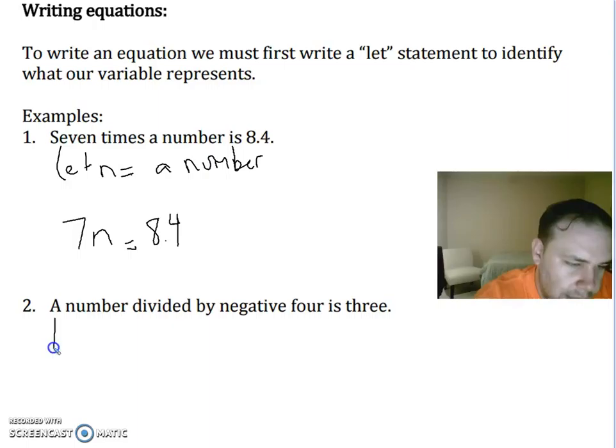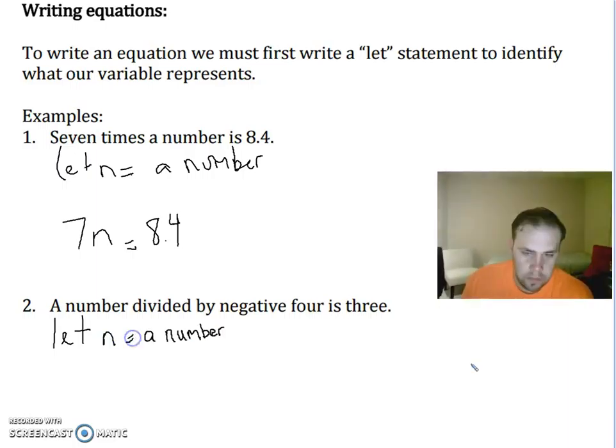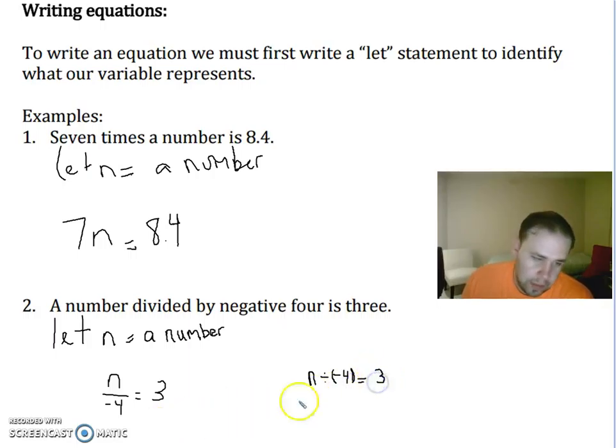So let n equal a number. And so like we said, a number divided by -4. So n divided by -4. We say n over -4 equals 3. Some other ways I've seen it written would be n divided by (-4). Remember, you have to have this in brackets because you'd have an operator by an operator. Cannot do that. So n divided by (-4) equals 3. So either way, both correct.